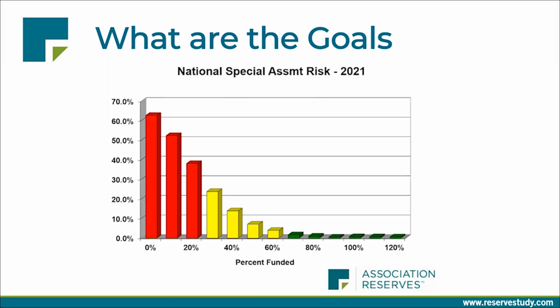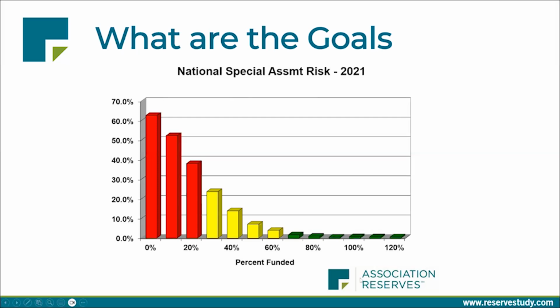And here's a chart that some of you who've attended prior webinars might have seen. It's the National Special Assessment Risk. The last official analysis we did was in 2021. So this is based on about 50 or 60,000 data points from our clients across the country.